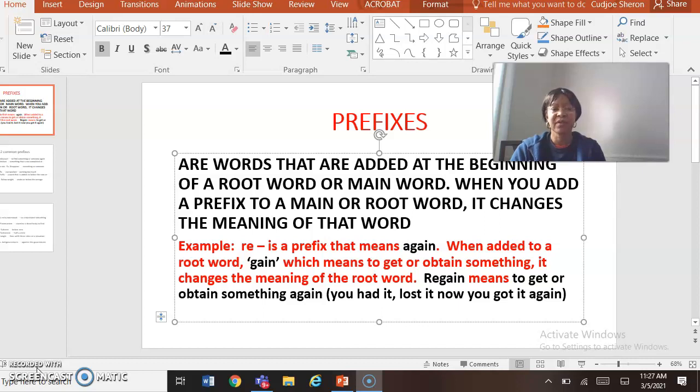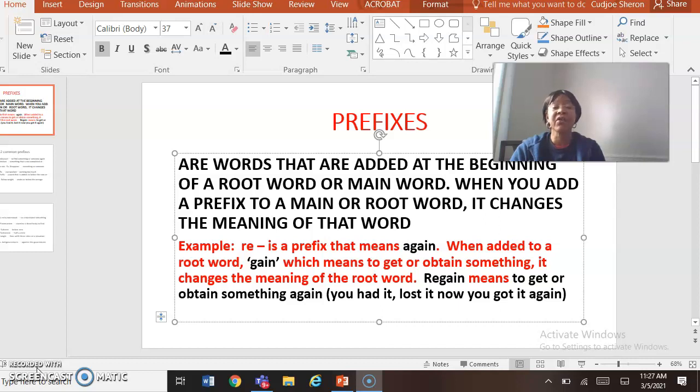What are prefixes? They are words that are added at the beginning of a root or main word, and when you add a prefix to a main or root word, it changes the meaning of that word. Let's look at an example.